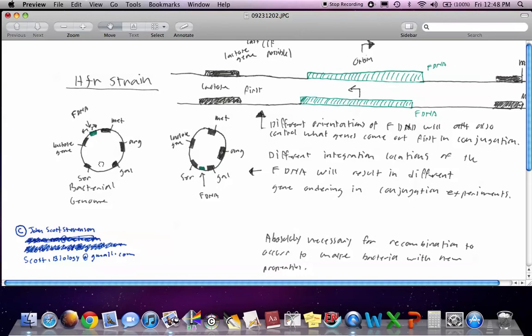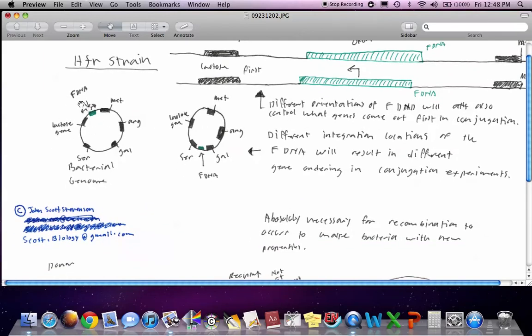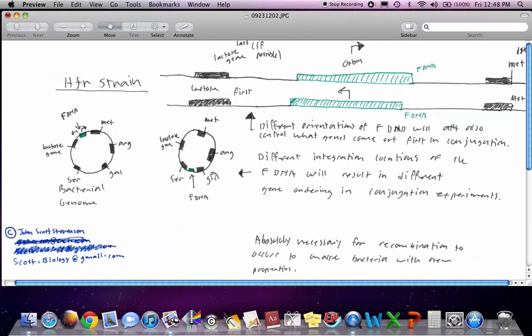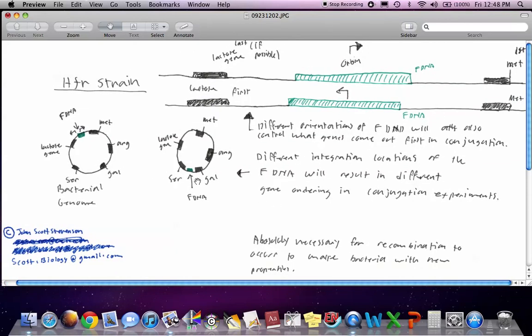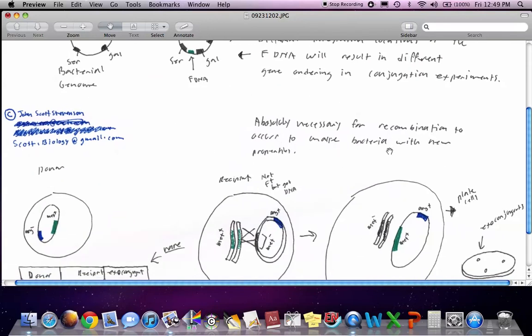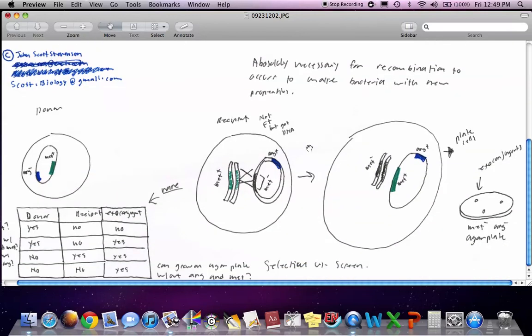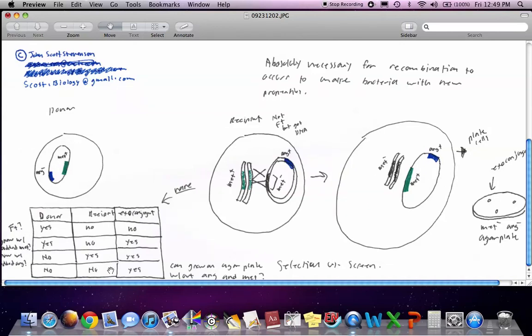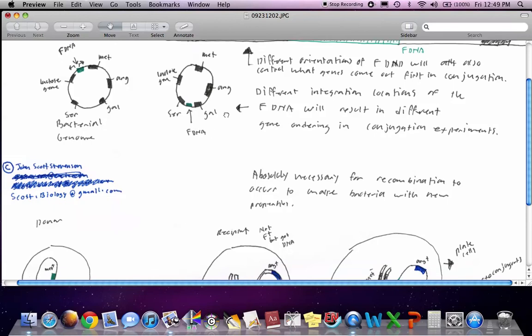But in summary, the orientation of the fDNA, and when it starts to replicate and form single strands, determines the gene order, either methionine or lactose in this case. And different integration locations also determine the gene order. I think that's interesting. And it's absolutely necessary for recombination to occur to make bacteria with new properties. That's the non-parental progeny. Hopefully this clarified what was going on. And if you have trouble, just try keeping track of everything with these little grids and tables here on the lower left hand corner.